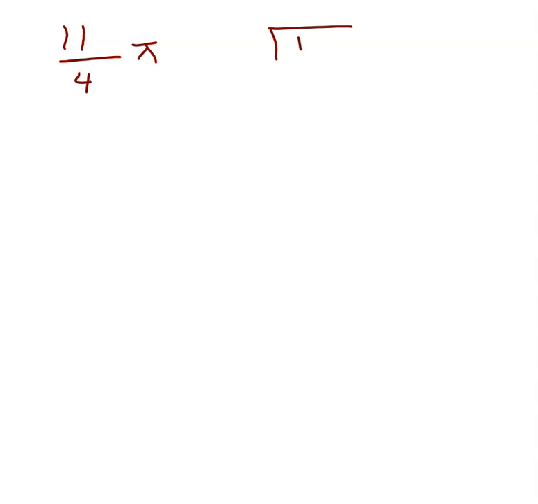So this is going to be 11 divided by 4. So we have 2 here, and then 2 multiplied by 4, 8, 3. So this is 3 over 4 pi. So what this is going to be is 2 pi plus 3 over 4 pi.